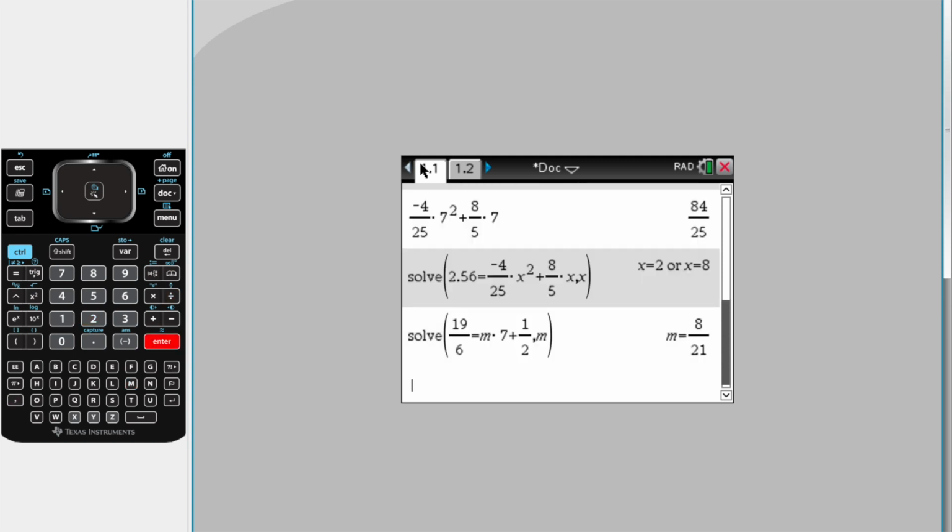All right, so that's m equals 8 on 21. So find the equation. That'll be y equals 8 on 21 x plus c.